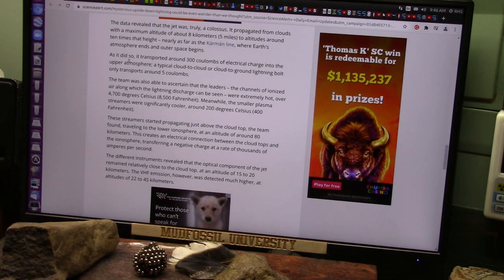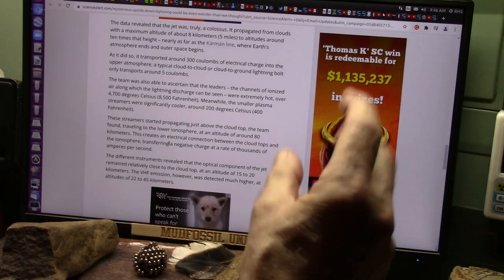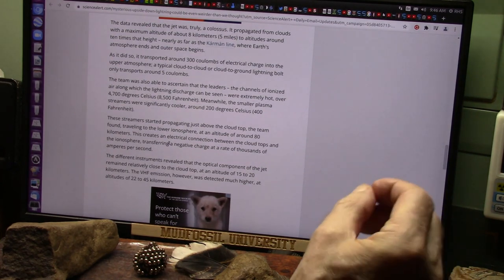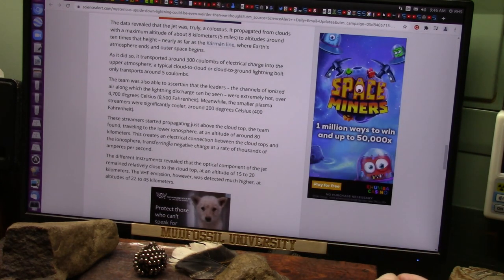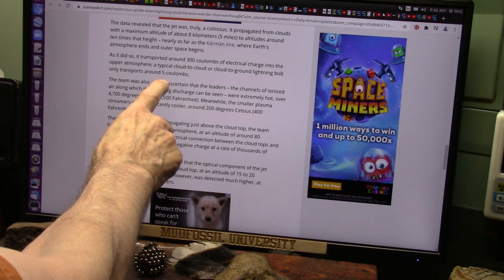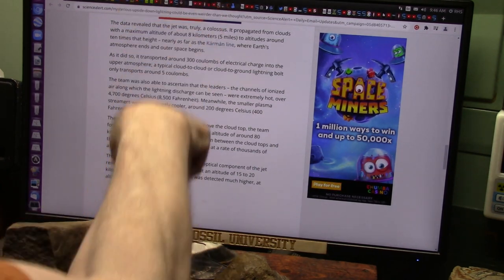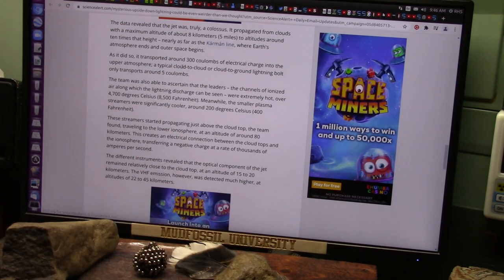Yeah, here it is right here. These jets upward do 300 coulombs. Now, don't forget, a coulomb is 6.24 quintillion electrons. That's a pretty good sized number. Normally it's 5 coming down to Earth, but this is 300. Why would you get so many concentrated electrons in one? Because that's a concentration. 300 is a concentration compared to 5.